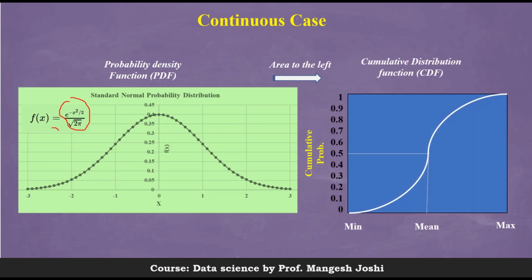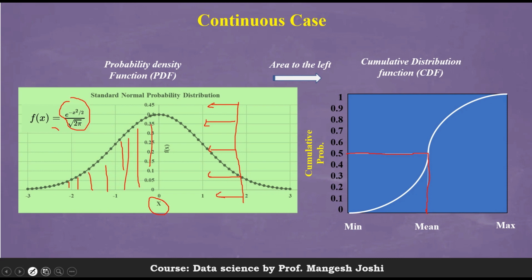Now if you plot a graph with the values, it will give you the area covered to the left side. This point is nothing but the average, the mean value, and its cumulative probability comes out to be 0.5. This means that it covers the half portion of your standard distribution.